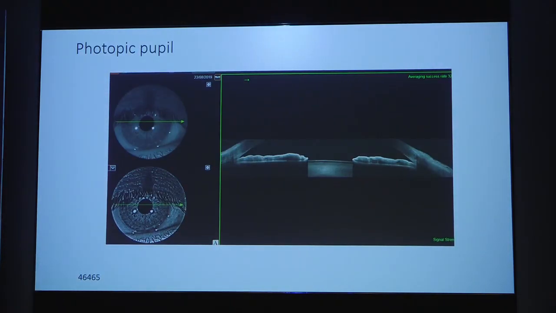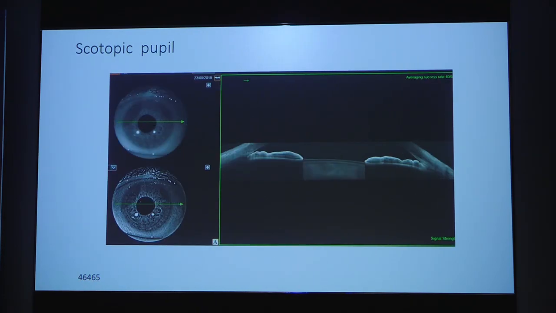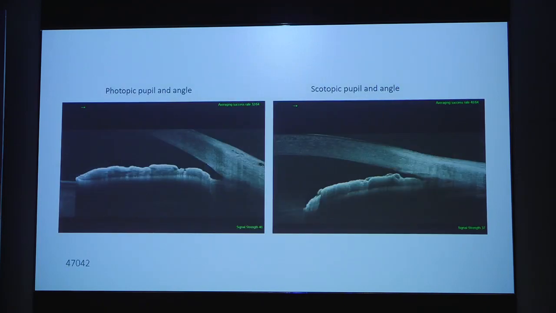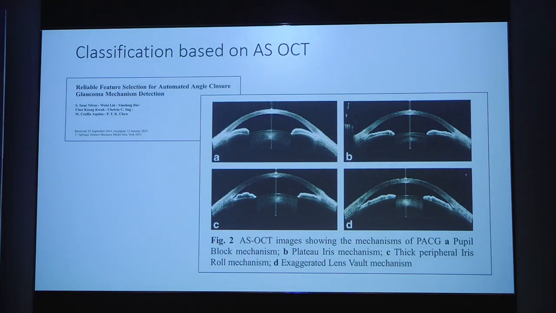So these are some slides. Now here you can see that this is a photopic pupil in a routine sitting position, and a scotopic one. So the iris definitely contracts and the angle gets occluded even in a normal patient, as you can see here. So here also photopic pupil and angle and scotopic pupil and angle. So you can see the reduction in the angle qualitatively also.